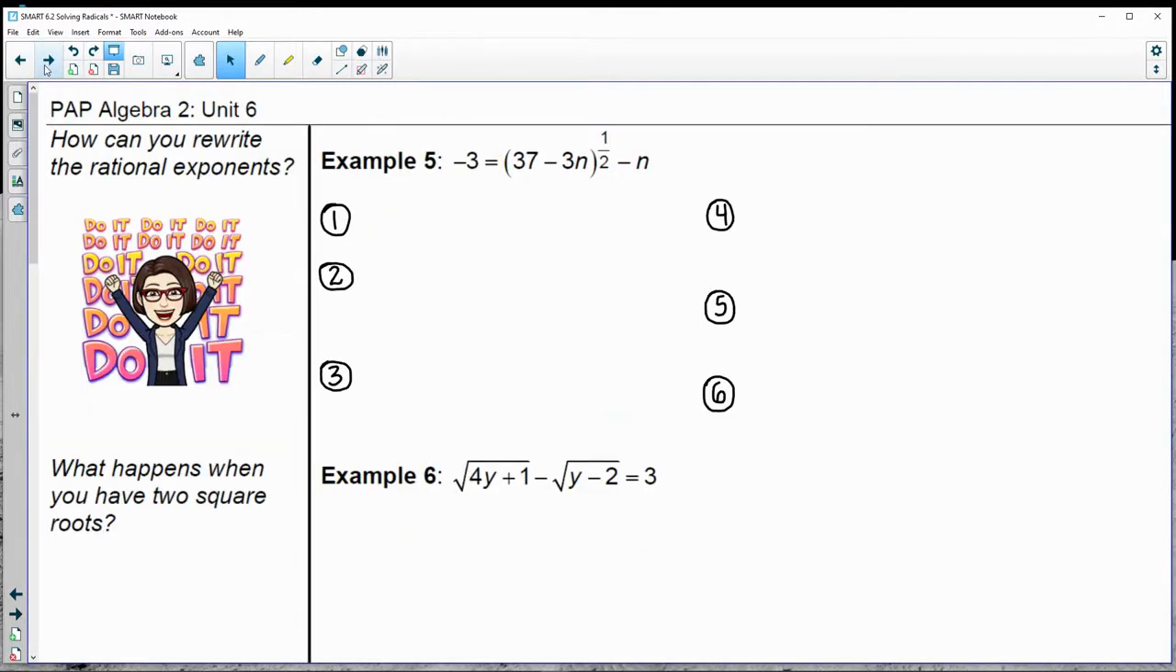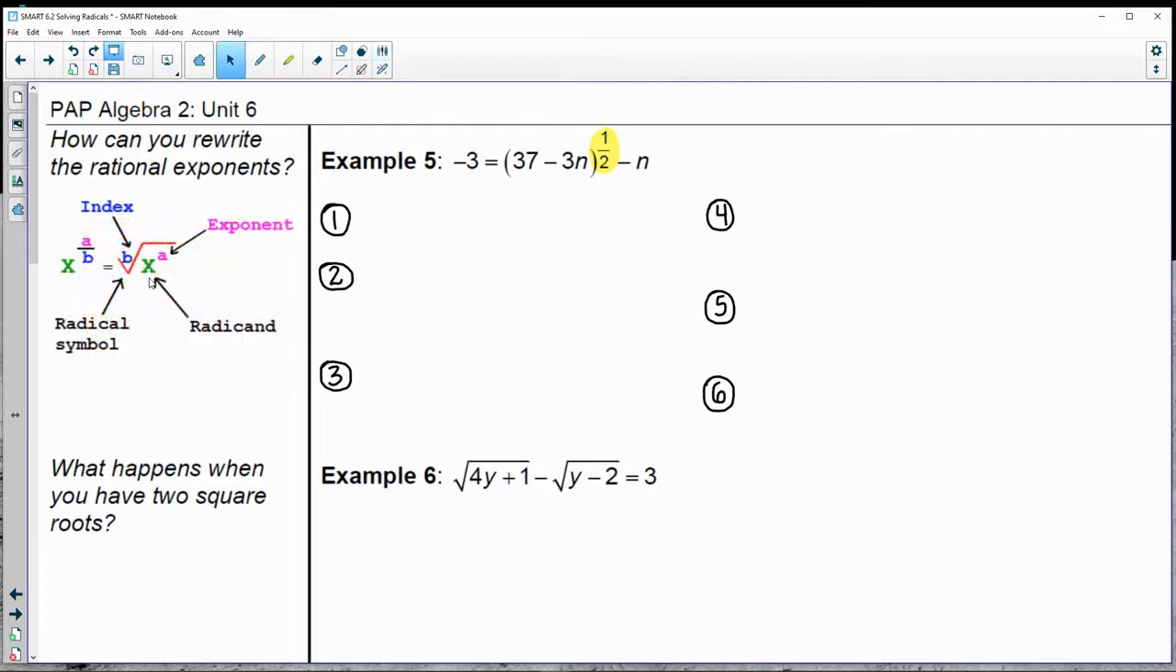All right, on this one, you kind of see the same thing is happening here. This 1/2, that's kind of like our square root. Because remember, all of these fractional exponents are really the same thing as radicals. So if you don't like seeing the 1/2, you can always change that around if you'd like. So x to the 1/2, if you want to change that to be a square root of x, that might help you see how to square things on both sides.